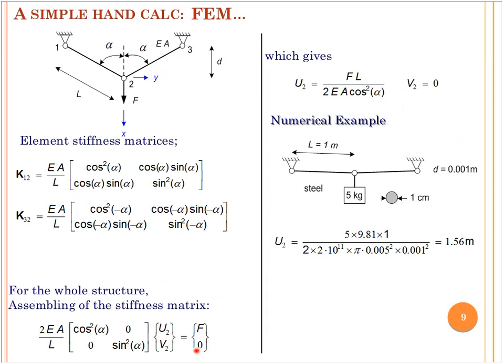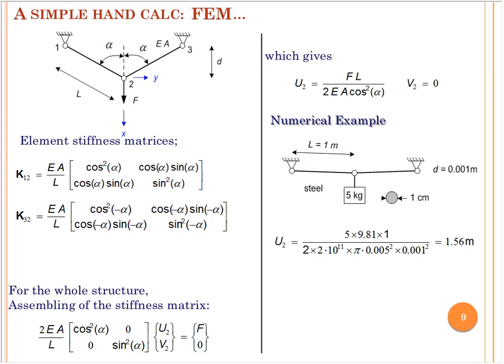There are two equations and two unknowns, U2 and V2. V is the horizontal displacement, that's obviously going to be 0. U2 can be found. This is the same as the expression that we found in our classical formulation, or analytical method. Let us look at how things go wrong with a numerical example.